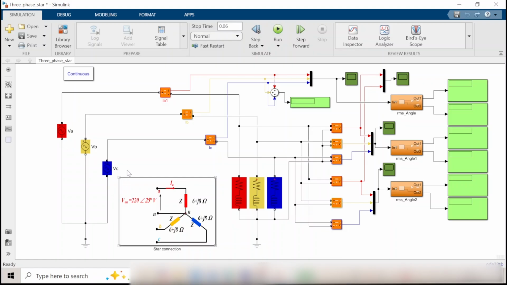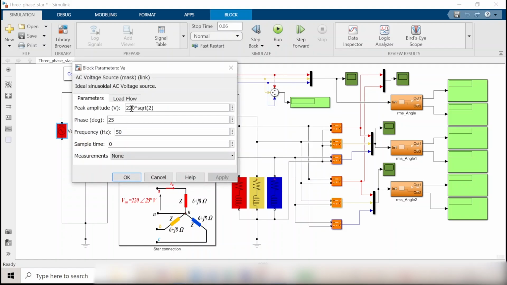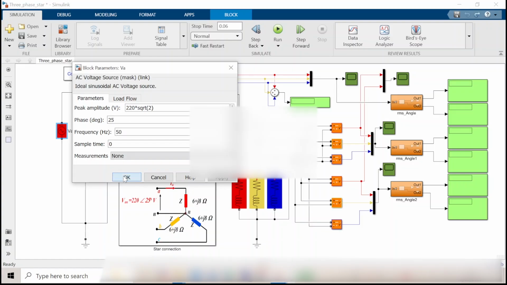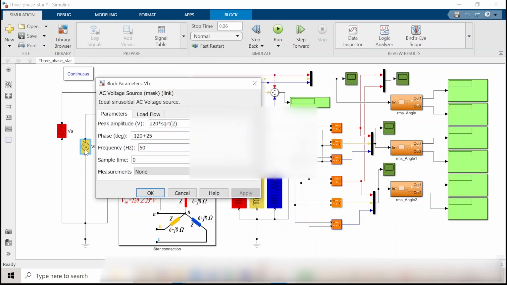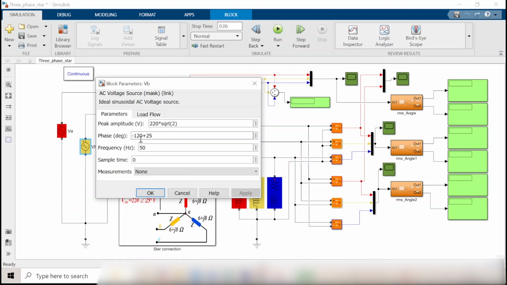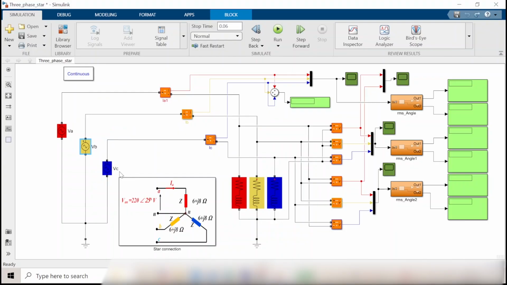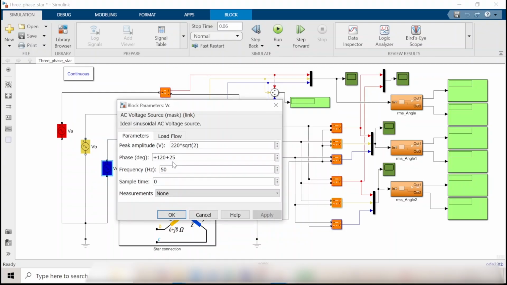So here, if you notice, I added 3 single-phase sources to make a 3-phase source. If you click on that one, I'm going to add 220 volt root 2, because this source is asking for peak. And the phase in degrees will be 25, frequency is 50 Hertz. So definitely for phase B, you are going to have 220 volt root 2, the same, but shifted minus 120 plus 25, and that one is definitely 120 plus 25.